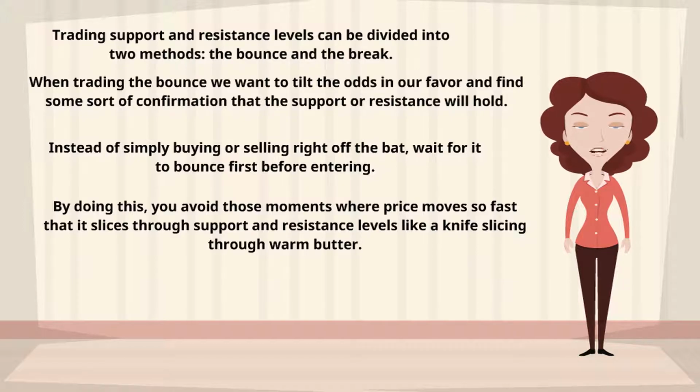Trading support and resistance levels can be divided into two methods, the bounce and the break. When trading the bounce, we want to tilt the odds in our favor and find some sort of confirmation that the support or resistance will hold. Instead of simply buying or selling right off the bat, wait for it to bounce first before entering. By doing this, you avoid those moments where price moves so fast that it slices through support and resistance levels like a knife slicing through warm butter.